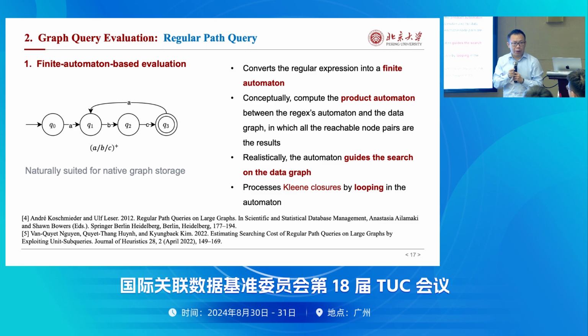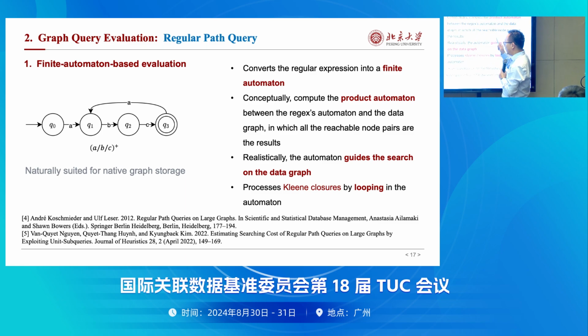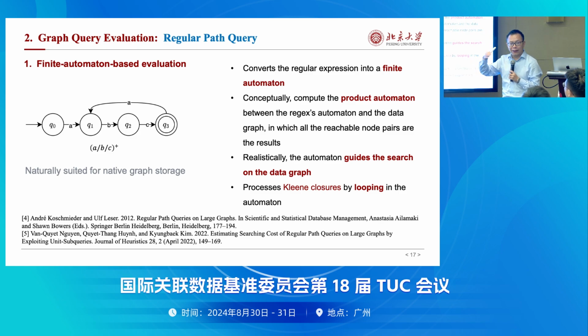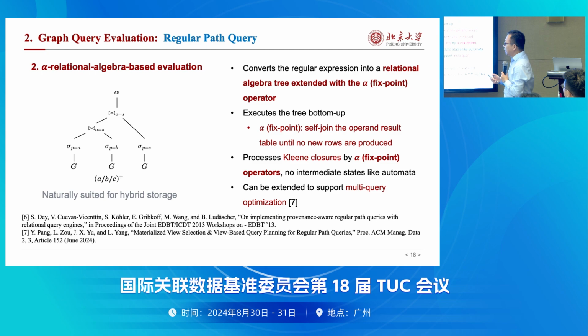Given a regular path query, you can represent the regular expression by a finite automaton, and following this automaton, we can traverse the data graph step by step, following the edge labels, and these edge labels can be recognized by the regular expression. We call this the first planning method.